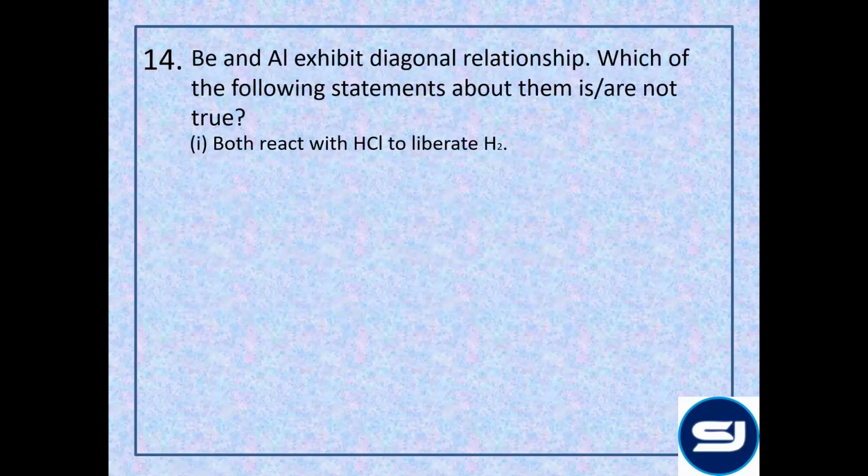Beryllium and aluminium exhibit diagonal relationship. Which of the following statements about them is not true? Both react with HCl to liberate H2. True or false? Beryllium and aluminium show a diagonal relationship because of the similarity in their atomic and ionic sizes. So, in that, which is not a true statement, वो पूछा है. Both react with HCl to liberate H2.